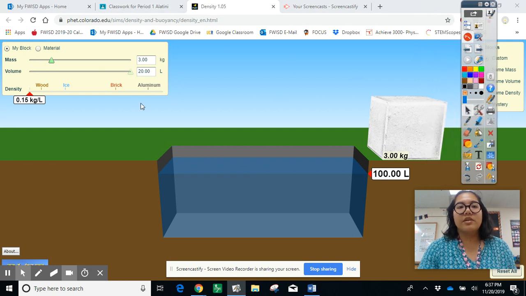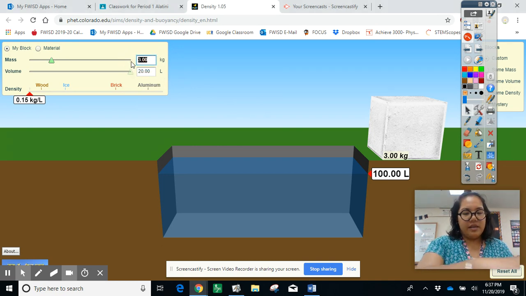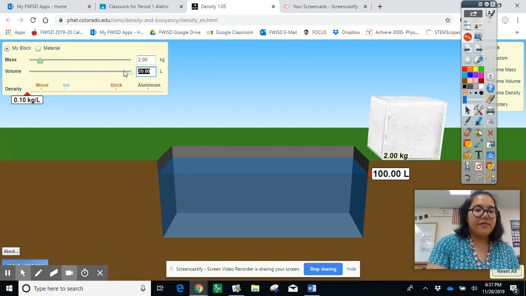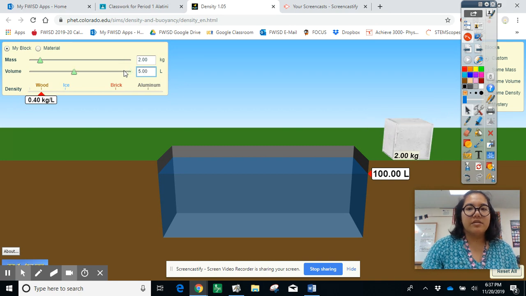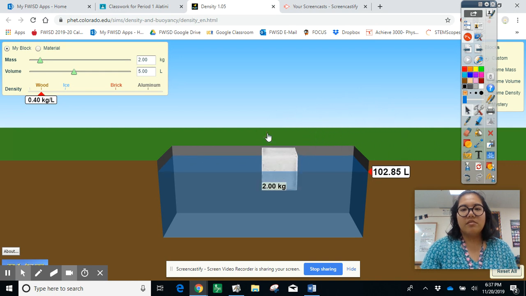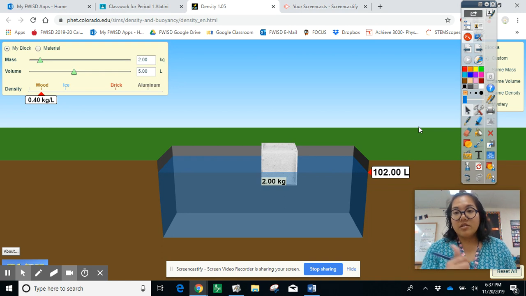So for this one, you have to change the mass and the volume again, and then put it back into the water. So the first, my block is 2 kilograms, 2.0, and my volume is 5.0 liters. Okay, and that's the new one it gives me. So I check, I put it in, and it floats. Okay, so it floats. So we are going to write the same thing, do the same work.